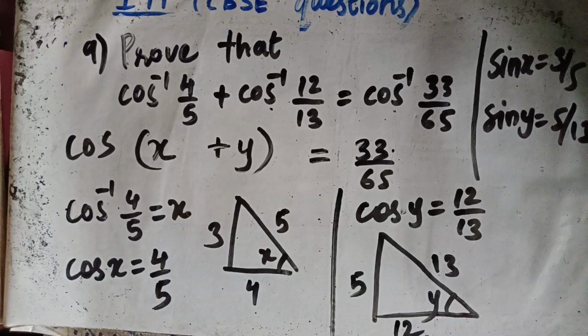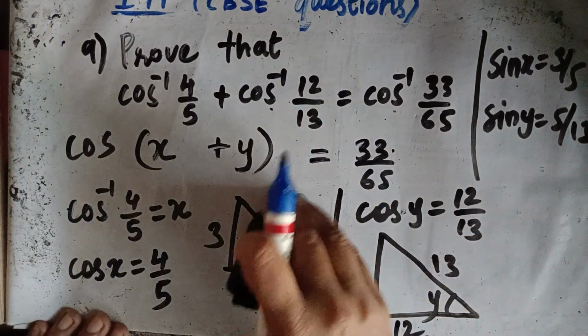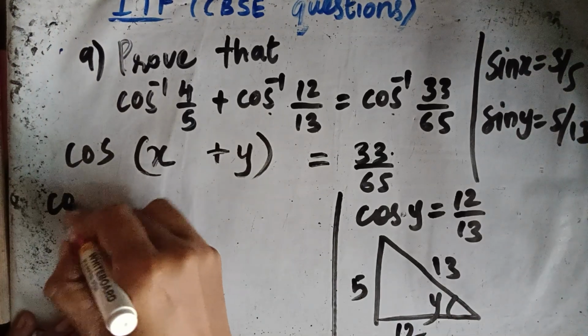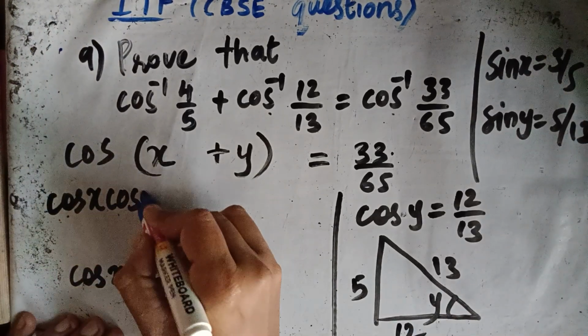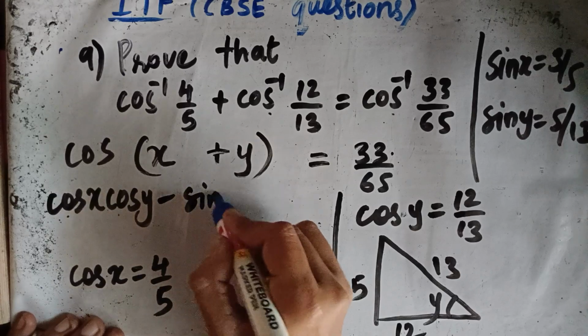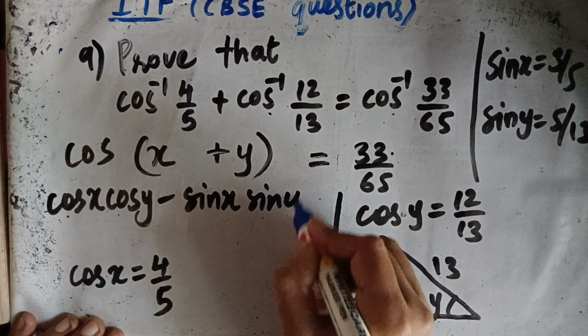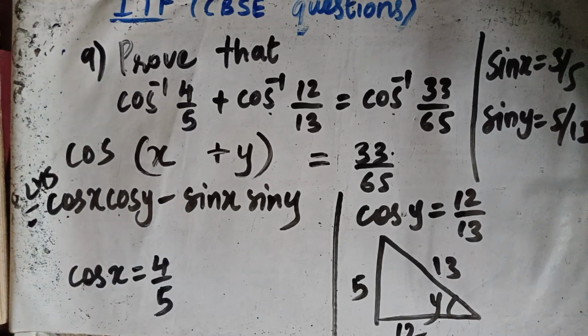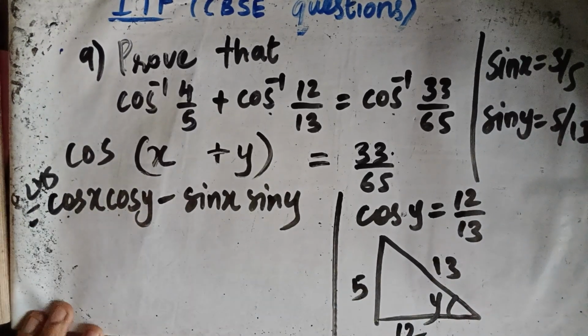So cos x plus y is cos x cos y minus sin x sin y. Okay. Now we are taking LHS. So cos x is 4 upon 5.